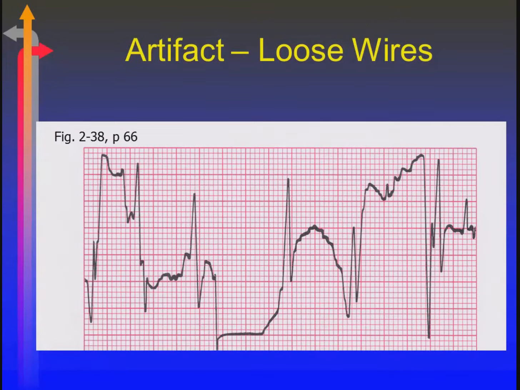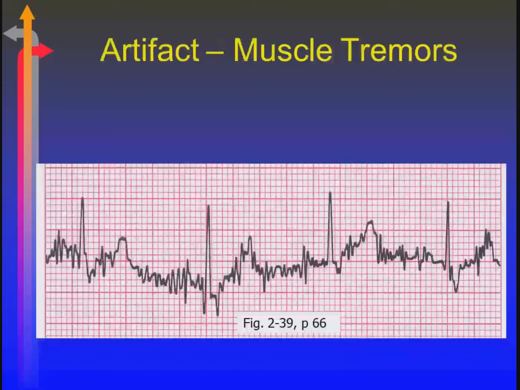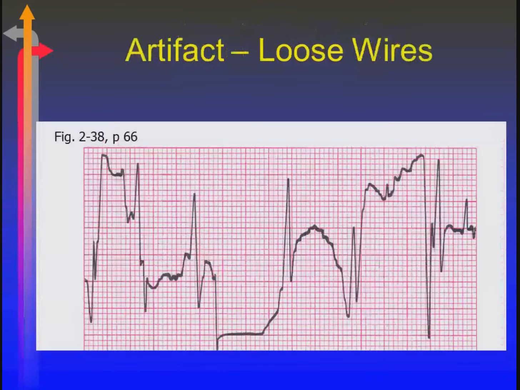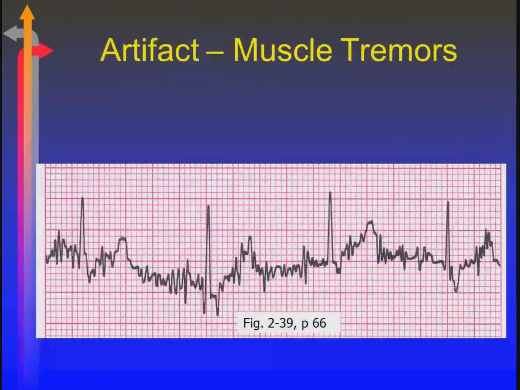Second one is loose wires, where you don't have good contact. You see all kinds of movement. I can't make out what the underlying rhythm is because I got artifact. And the last one is muscle tremors. Kind of looks like 60 cycle, but it's not as clean. 60 cycle, if you look, is very reproducible, where this one is much more difficult to pick up on. This would be an example of somebody shivering.